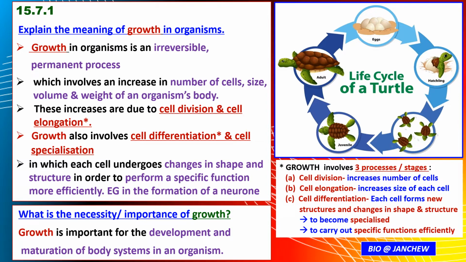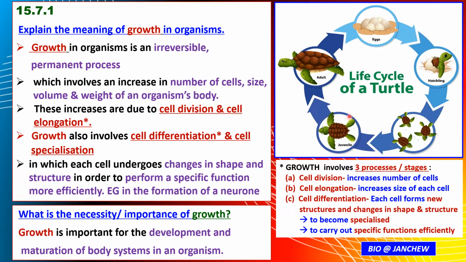First of all, the first learning standard, let us explain the meaning of growth. What is the meaning of growth in organisms? So growth in organisms can be defined as an irreversible permanent process which involves an increase in the number of cells, the size, volume, and weight of an organism's body. And this is due to cell division and cell elongation.